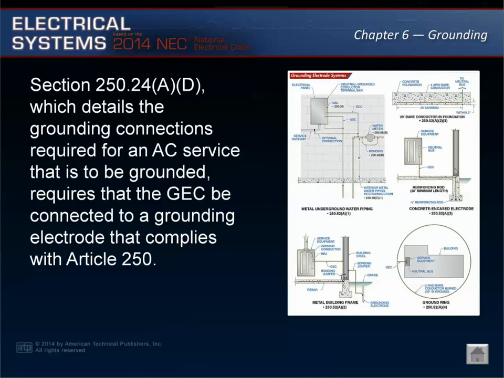Section 250.24(A) and (D), which details the grounding connection required for an AC service that is to be grounded, requires that the grounding electrode conductor be connected to a grounding electrode that complies with Article 250, Part 3, which contains the requirements for the grounding electrode system.